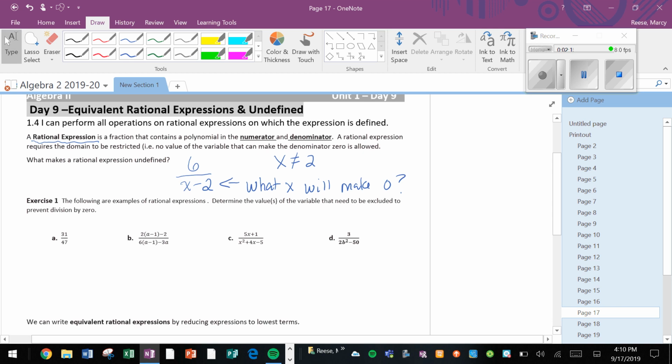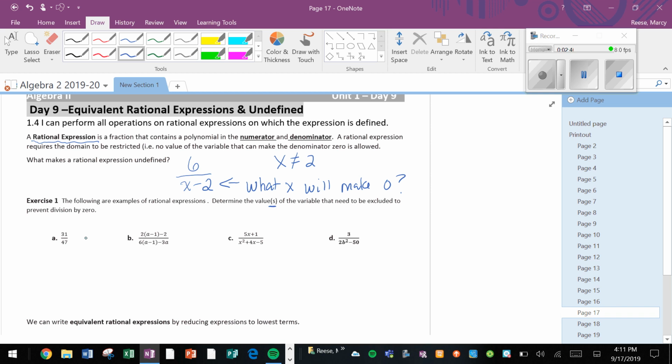All right, so real quick, exercise 1. The following are examples of the rational expressions. Determine the value or values of the variable that need to be excluded to prevent division by 0. So that says value or values, so you could have more than one answer. Whenever I ask you undefined, you don't look at the numerator. I just want to know the denominator.